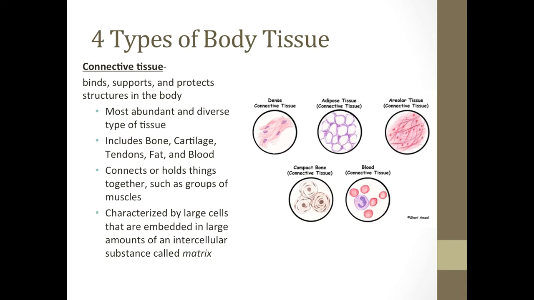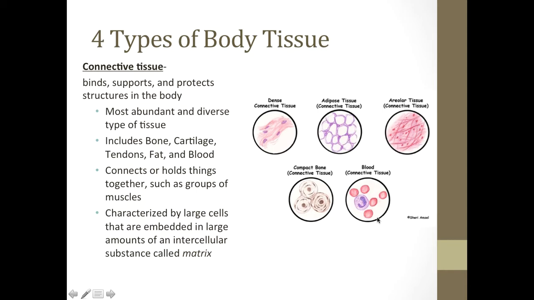So the main point here is that these tissues bind, support, and protect structures in the body. Here's a quick overview. I have a full page picture on the next slide. This is the most abundant and diverse type of tissue. Look at how different all of these are. This looks like little threads. Those are the nuclei. These look like cushy pillows. It's adipose tissue. It's fat. Fat is cushy. Areolar tissue connects the skin to the underlying organs.